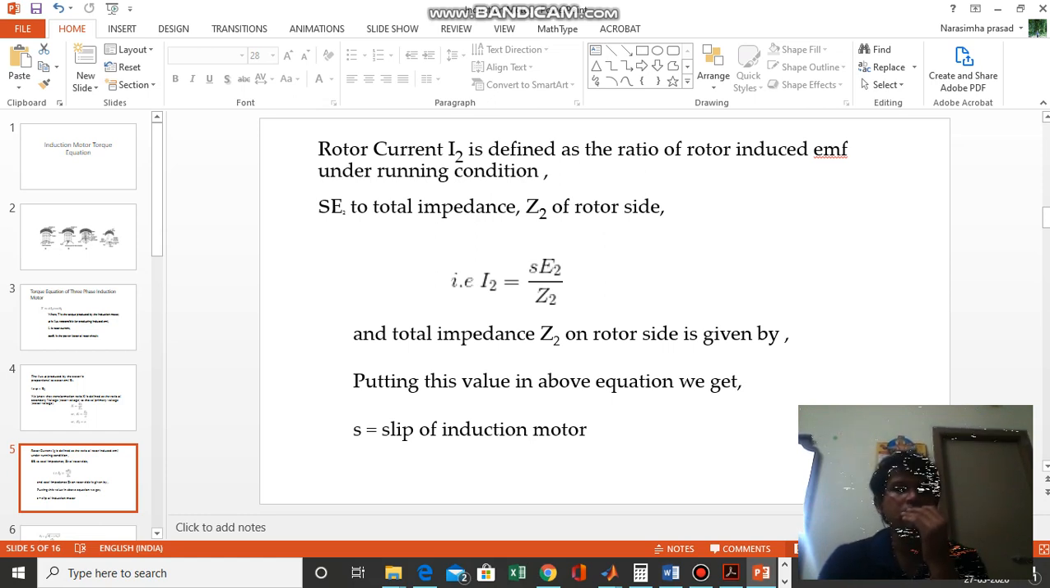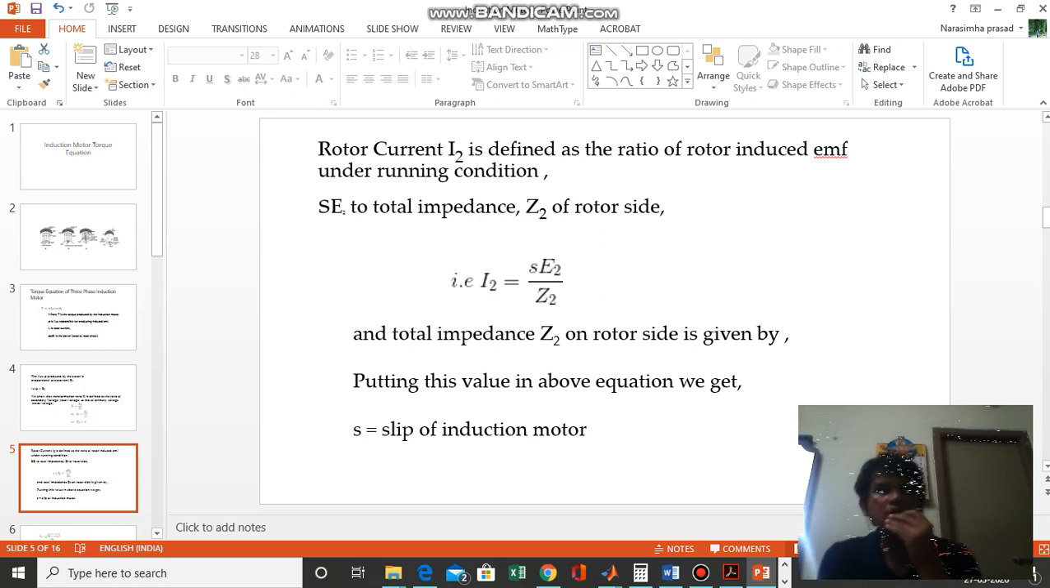But in this case the rotating magnetic field is rotating in the air gap, which cuts the rotor conductors, so an EMF E2 is induced at the time of starting. That is said to be E2 naught. While running, that EMF E2 value is reduced. In the case of a transformer we don't have S E2. The slip concept is there only in the case of an induction motor.